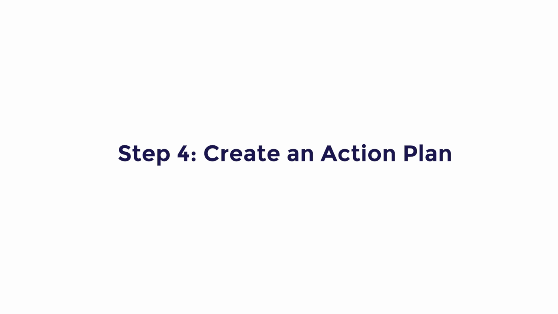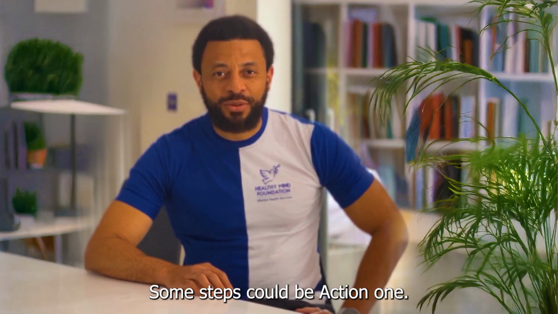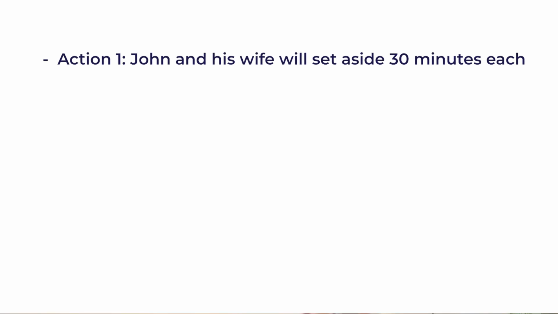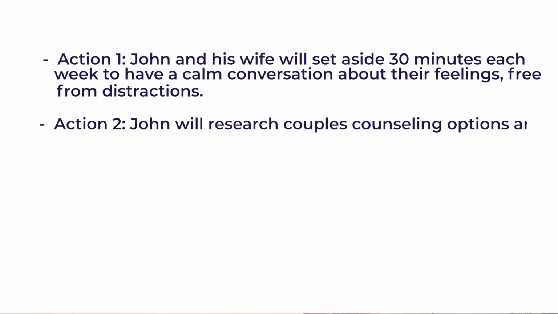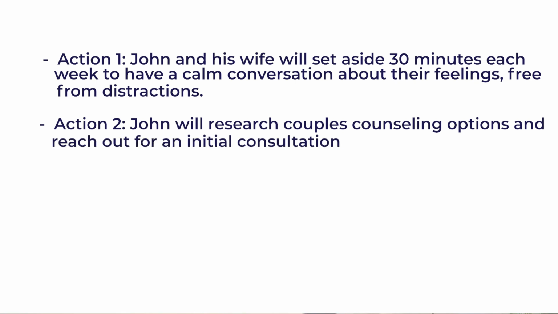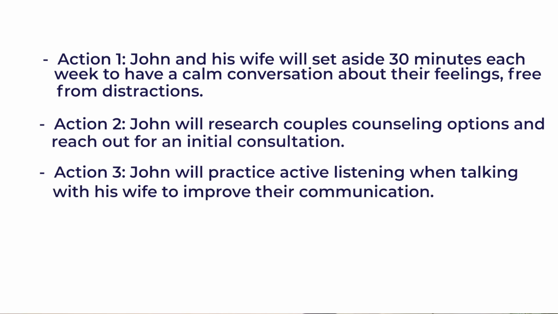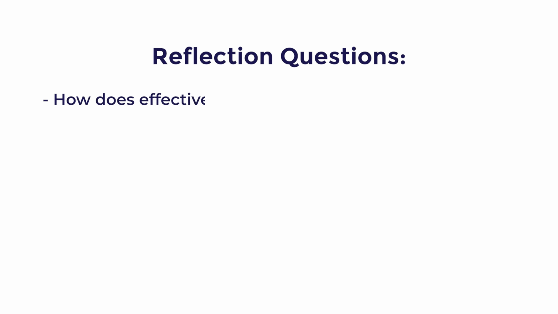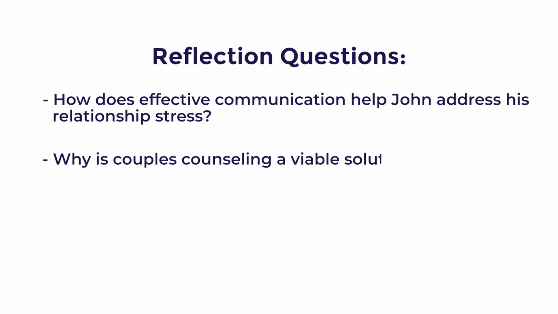Step 4. Create an action plan. Finally, help John create an action plan. Some steps could be: Action 1. John and his wife will set aside 30 minutes each week to have a calm conversation about their feelings, free from distractions. Action 2. John will research couples counseling options and reach out for an initial consultation. Action 3. John will practice active listening when talking with his wife to improve their communication. Reflection questions. How does effective communication help John address his relationship stress? Why is couples counseling a viable solution to the problems John is facing?